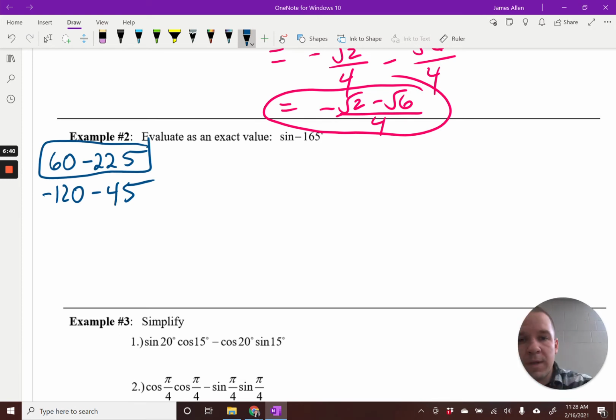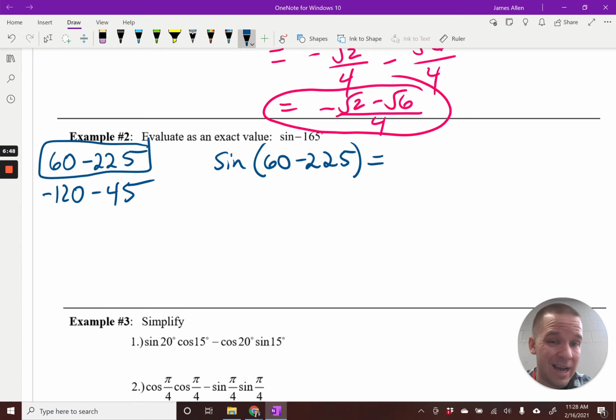Sounds fun. All right. So what I have here is sine. I'm going to write it down. 60 minus 225. So I'm using the sine and I'm using subtraction here. So we got to remember that our alpha here is 60, but our beta, that's 225, not negative 225, because I'm using the subtraction formula. If I did negative 225 with the subtraction formula, then I would be doing two negatives there, and that would cancel it out, right? We don't want that.